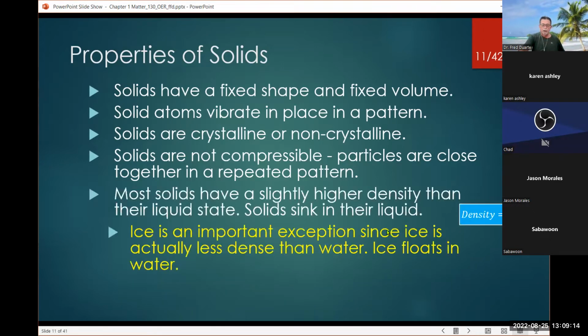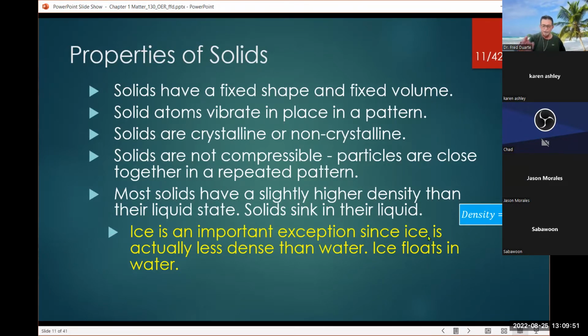Okay. Most solids tend to have what's called a higher density. Now, we introduced it as a ratio. Okay. And there's the equation there to the right, where density is defined as the ratio of mass over volume. Okay. Mass normally in grams. Volume normally in milliliters or liters. Next chapter, we're going to talk a lot about units and milliliters and liters and quarts and gallons. We'll have a lot more to say about that.